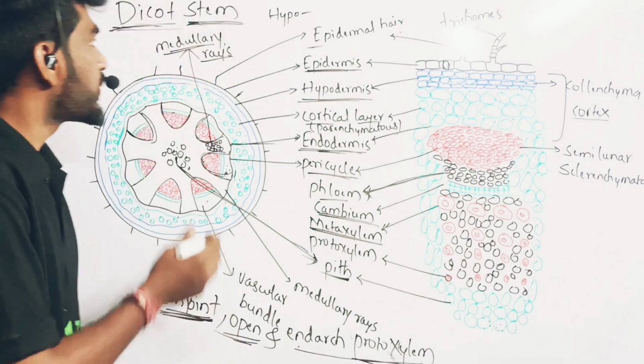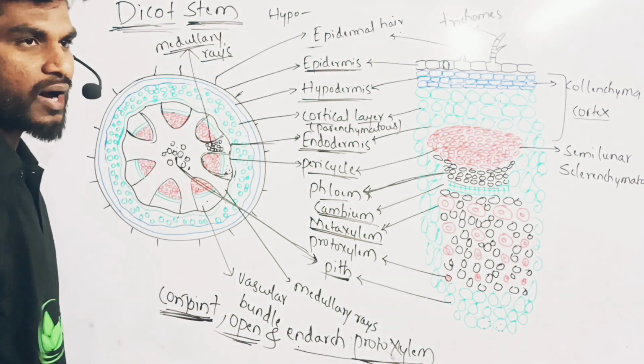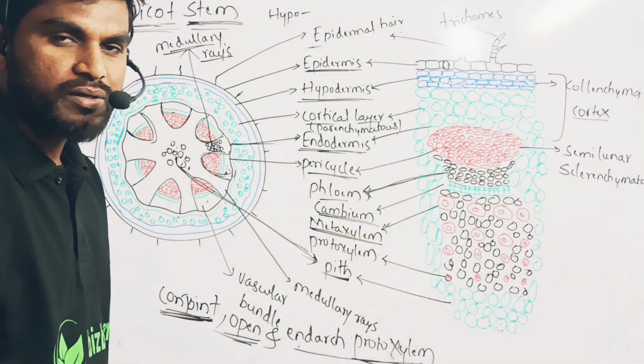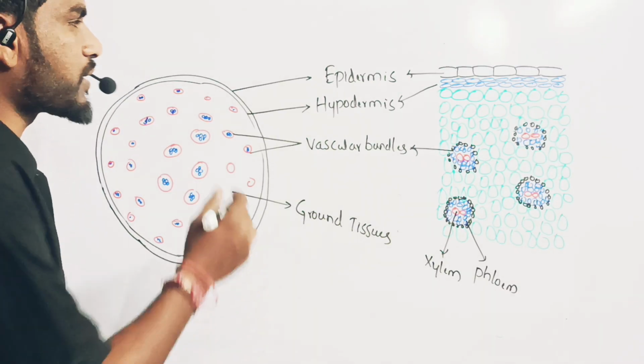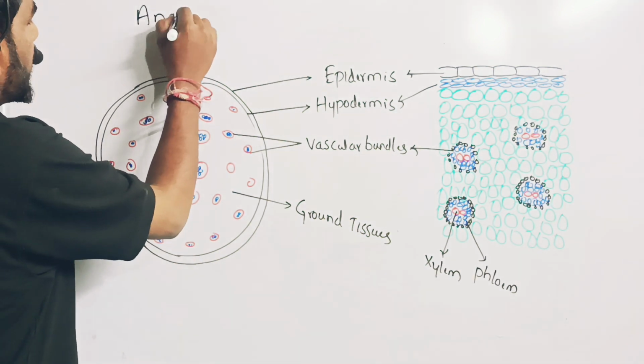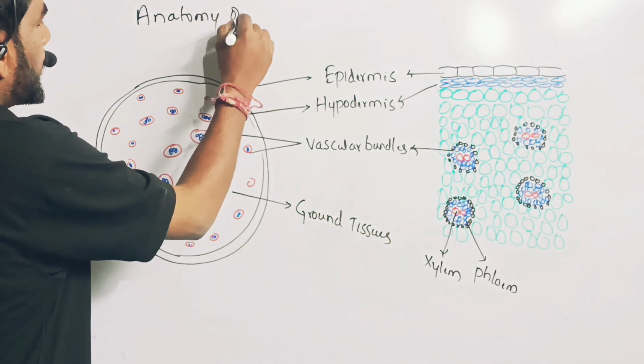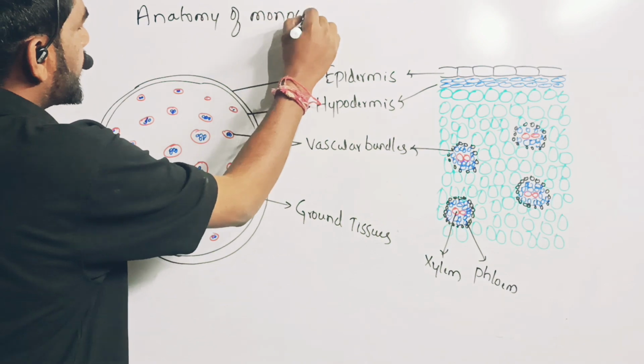This is about the dicot stem. Anatomy of a dicot stem. Next is the anatomy of monocot stem.